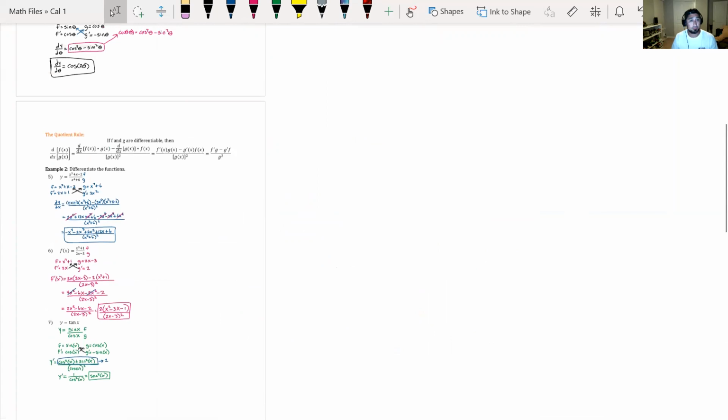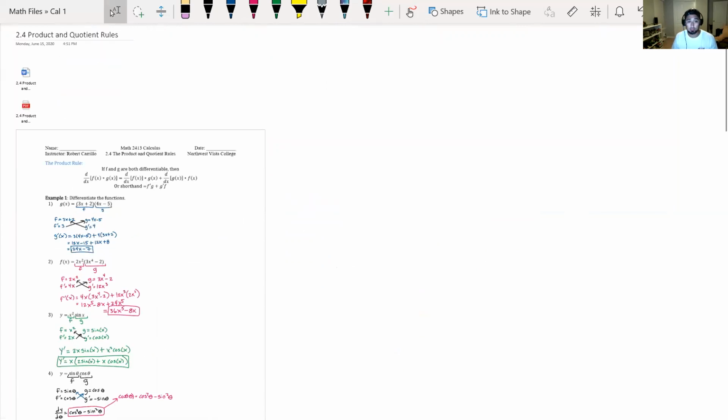All right. That is product rule. That is quotient rule. Follow the formula. You'll be okay. The only challenging part is probably going to be the algebraic cleanup. And that's okay. The more algebra, the better. But that's it.